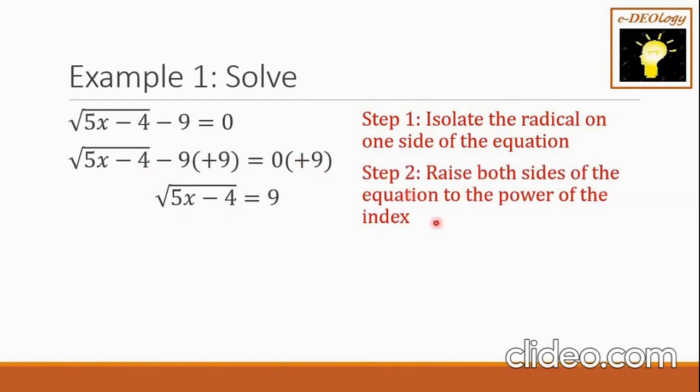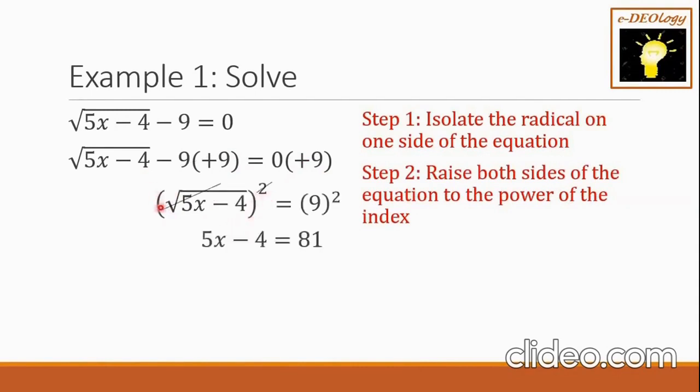Raise both sides of the equation to the power of the index. In our radical, our index here is 2. So we are going to raise both sides of the equation to the power of 2. We can now cancel the radical and the power 2 here. The 5x minus 4 will be simplified. And on the right side, 9 squared is equal to 81. From here, we'll go to step 3.